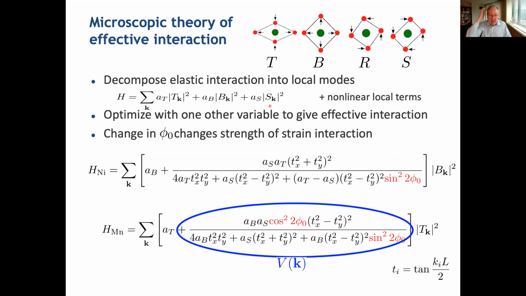And what does one get? Let me just focus on this. So here, K is the wave vector, L is the size of the unit cell. And this is just a tangent, but at small k, these are just k's. So here's the interaction you started with. Here's the one that is generated, call it V of k, by integrating out the other degrees of freedom. It's got some complicated pieces, but it's not too bad to get.